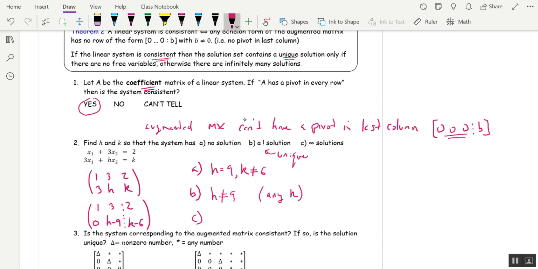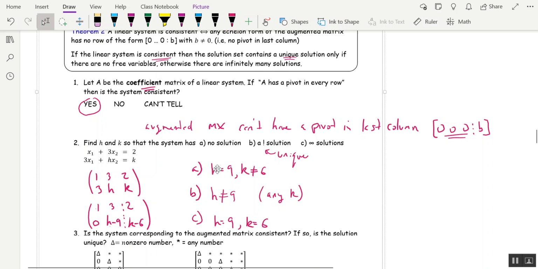So that means h has to be 9. h has to be 9 so that you don't get a pivot here. If h is 9, then to make this consistent, you also need k is 6. Okay, so it's worth it to take some time, pause, and study that example very carefully.